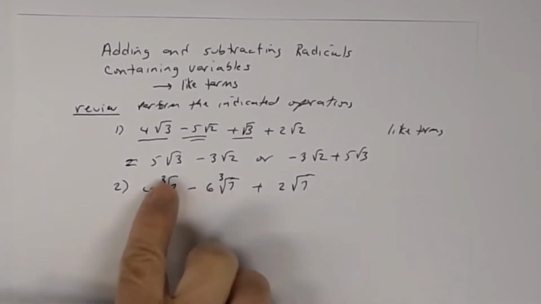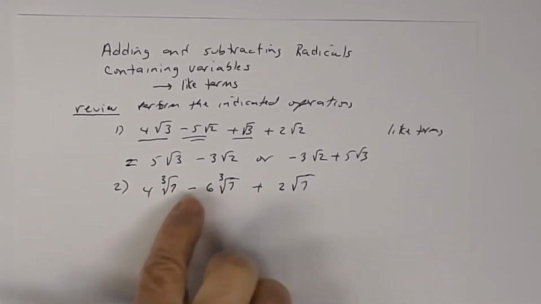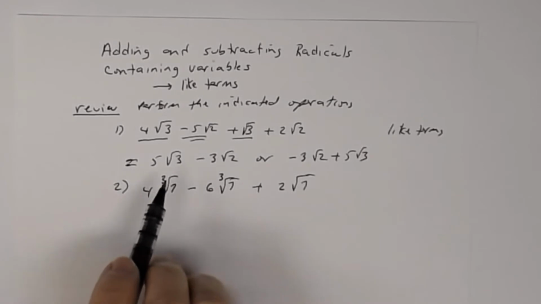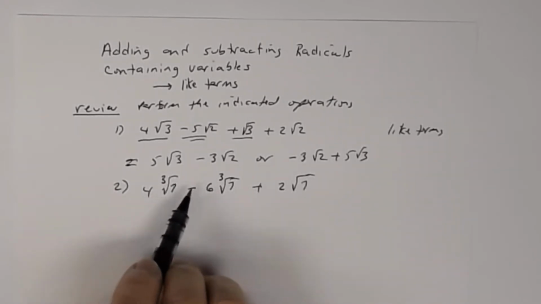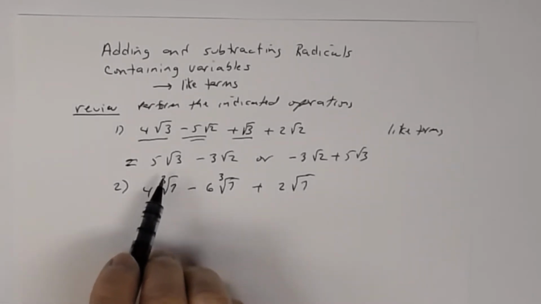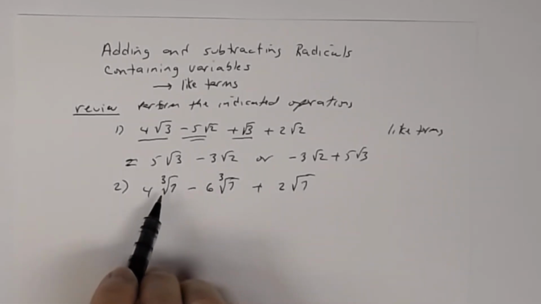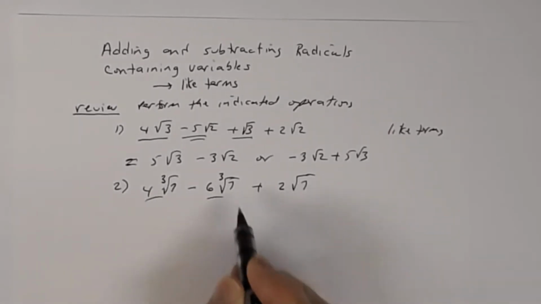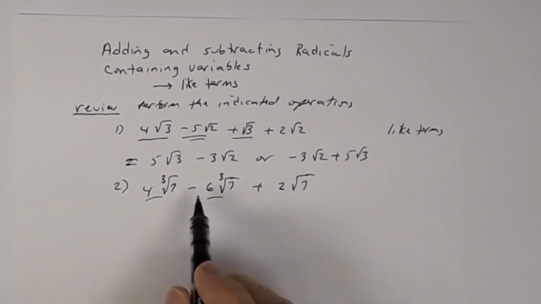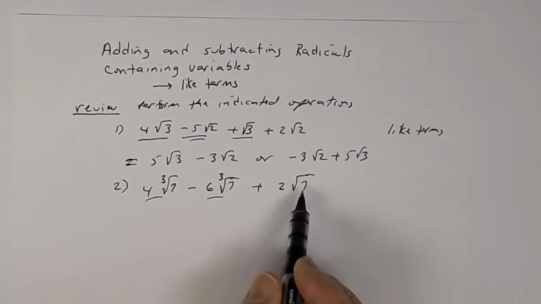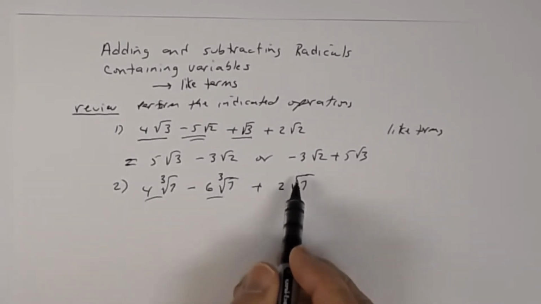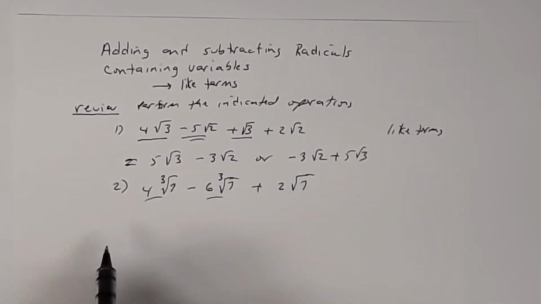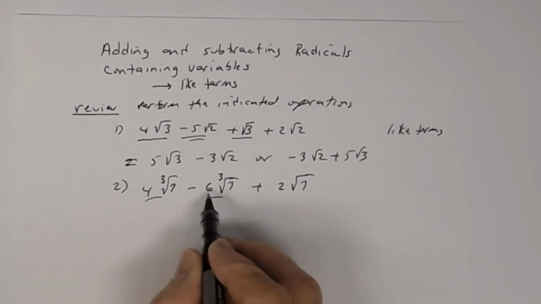But if you look at where you have the cube roots, are these like terms? Remember, like terms have to have the same index and the same radicand. So the radicands are both 7, the indices are both 3's, and so I can combine those. So these are like terms. Even though this has the radicand 7 as well, that's not like terms with anything else because of the index. The index here is 2 and not 3. Okay, so all I can do is just combine these two.